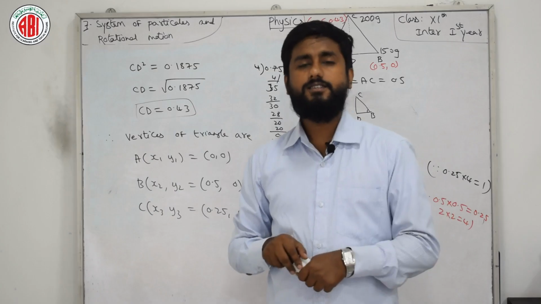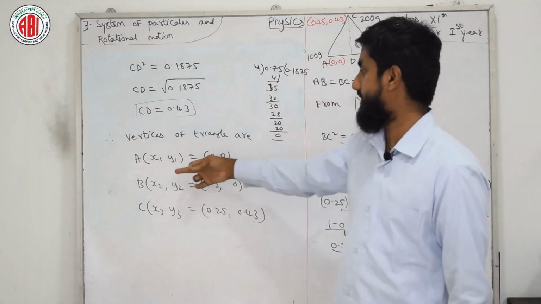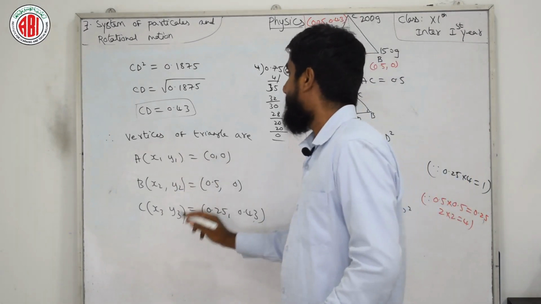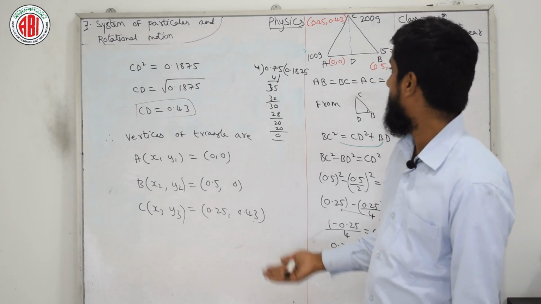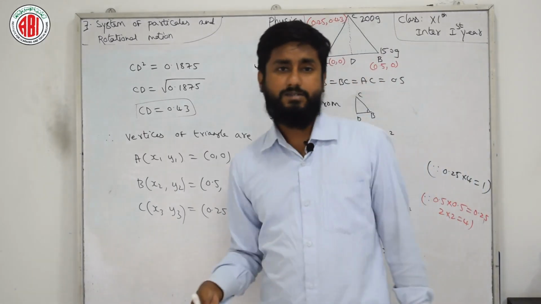It is very easy, but you need to practice more than one time. So finally we got the vertices A, B and C with us. You can copy down this part also. I will rub out this completely, and after that we will continue our sum.